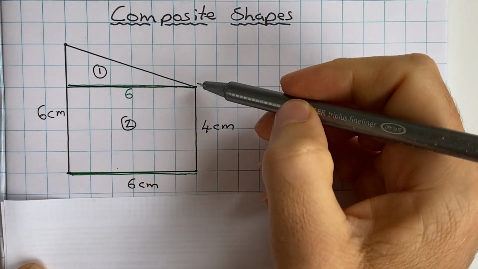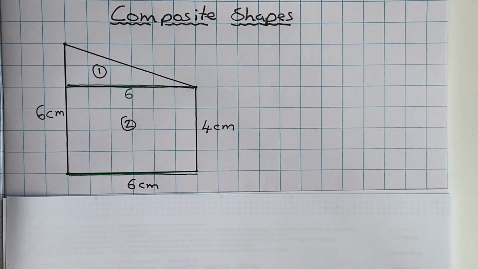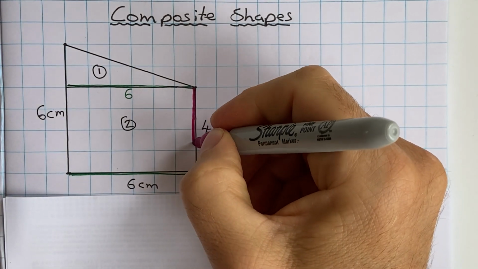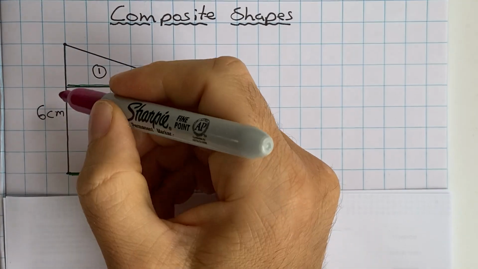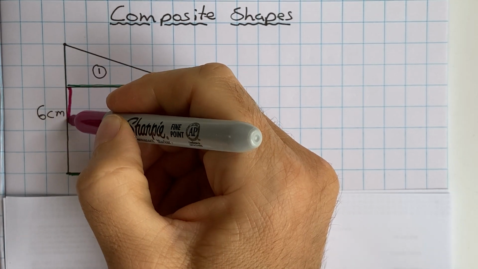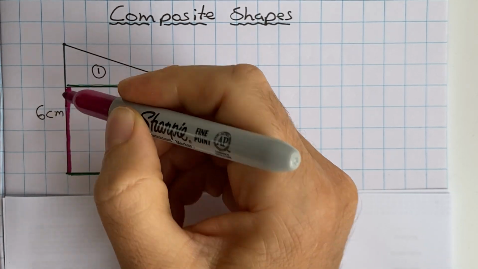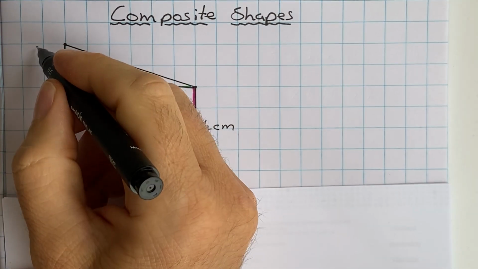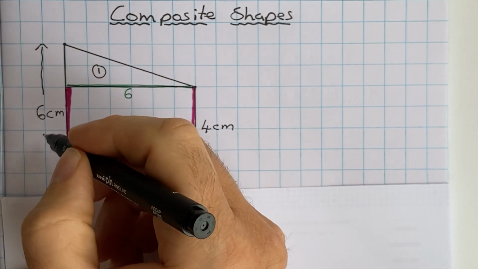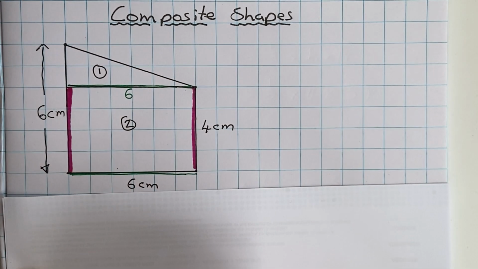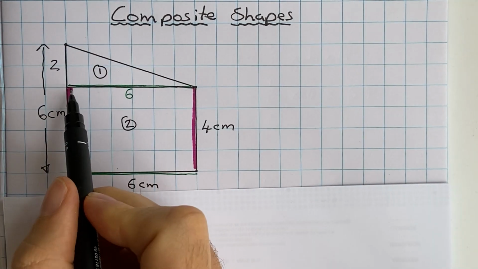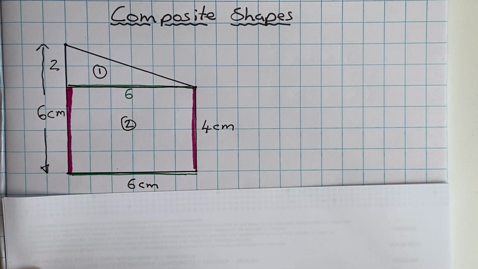The height, I'll grab a different colour. If this length is 4 down here, then this length here must be 4. Now that means that if this bit is 4 and this total length from here to here is 6, then this bit must be 2. So we know the triangle's got a base of 6 and a height of 2.